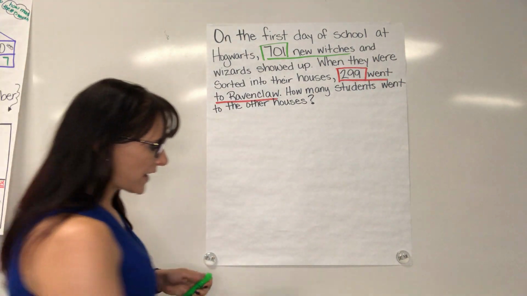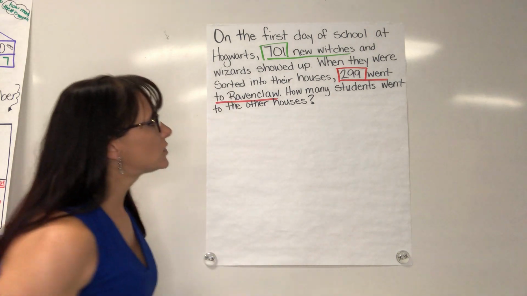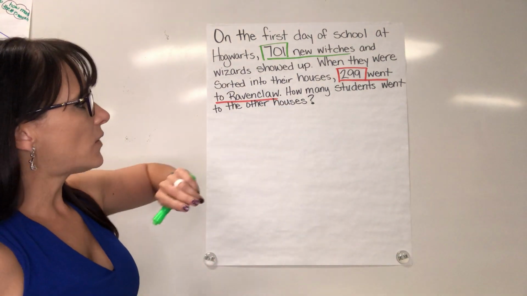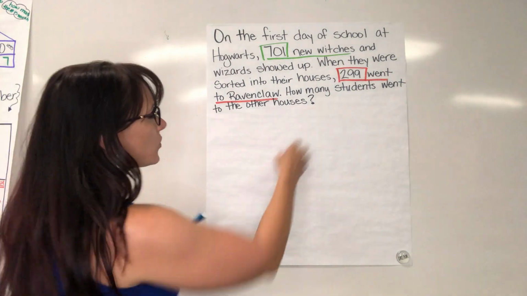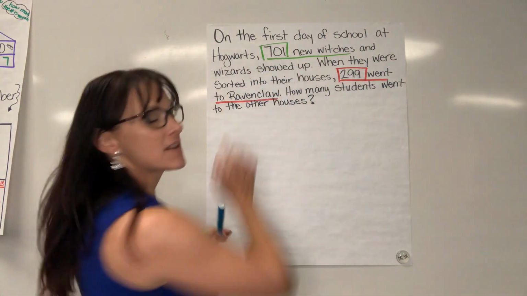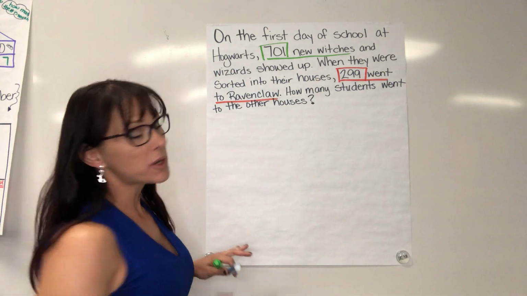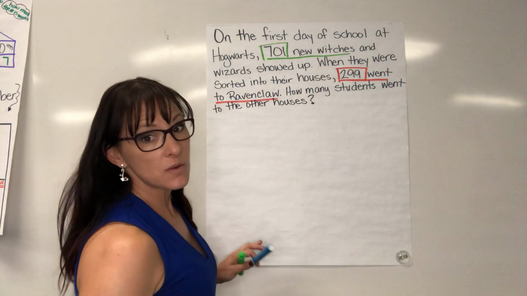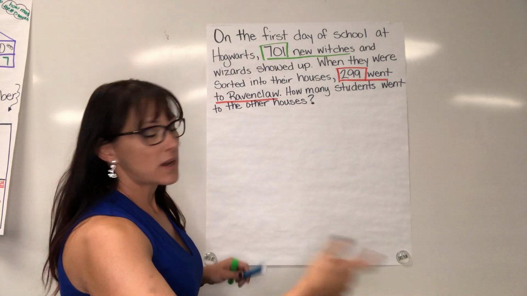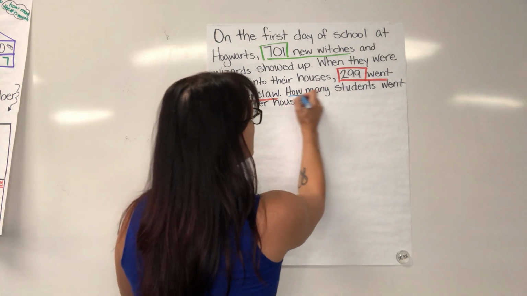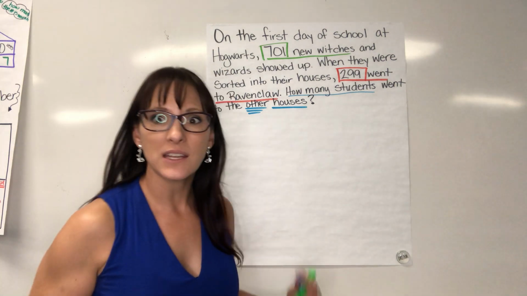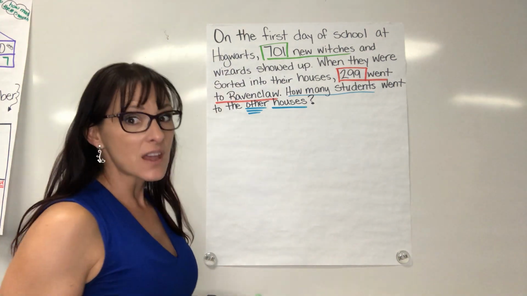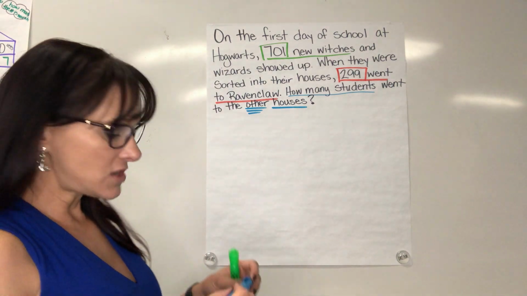And then what is our final question asking us? Our final question wants to know how many students went to the other houses. So we have to think about the 701 students that showed up, and then we have to talk about the 299 that went to Ravenclaw. So we need to find out what's left of the 701. So think.